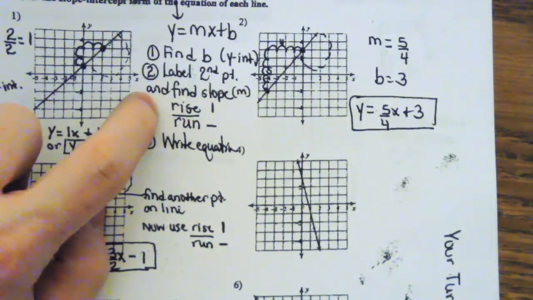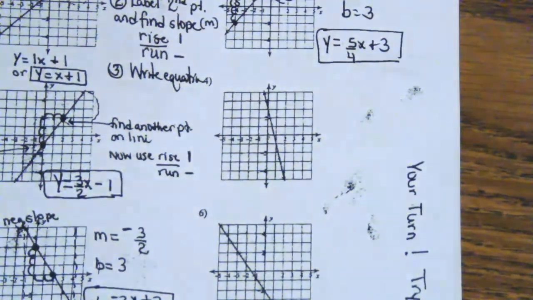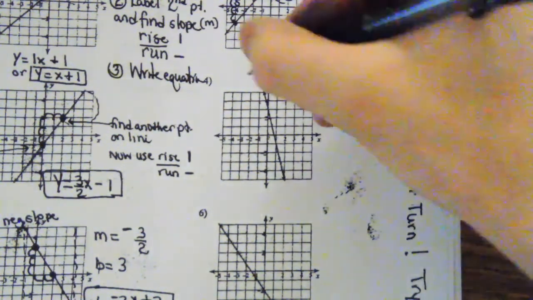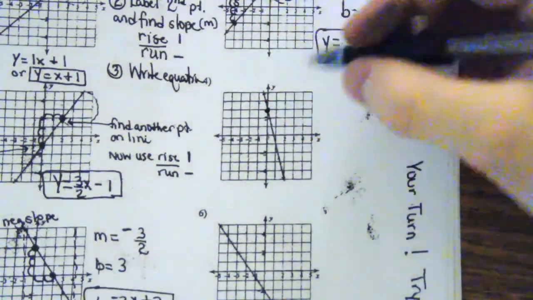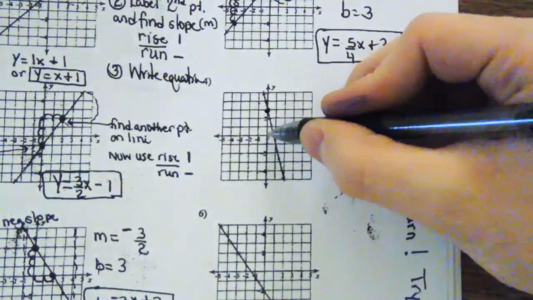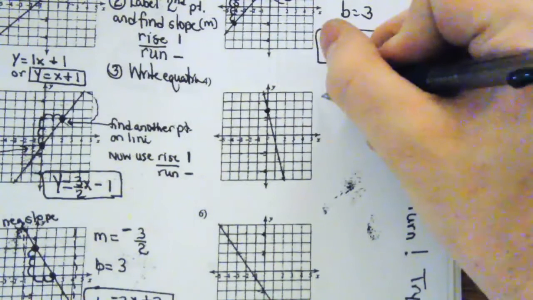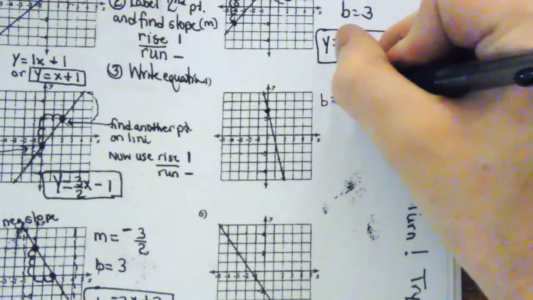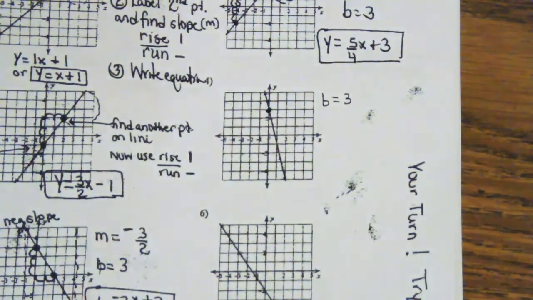So let's look here at number 4. Where does this cross the y-axis? It crosses right here. So let's count where that is. 1, 2, 3. So my b value is going to be 3. That's where it crosses the y-axis.